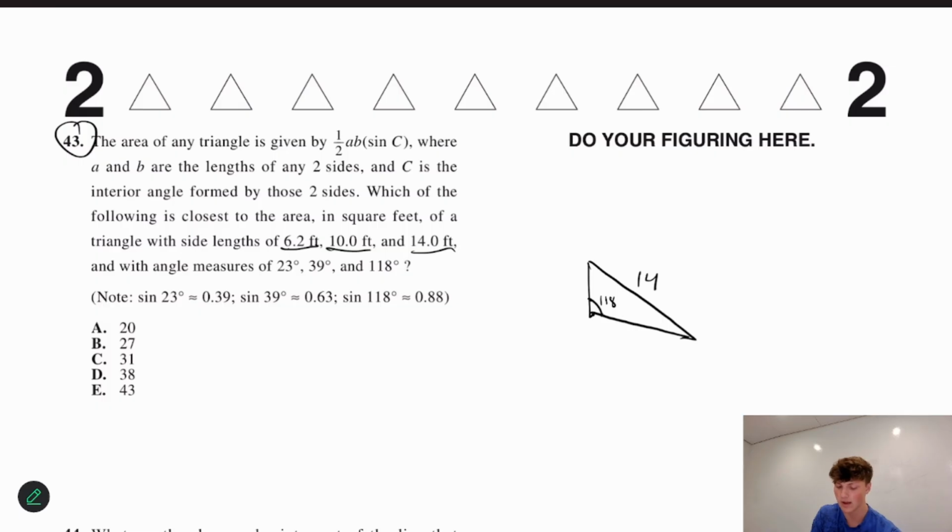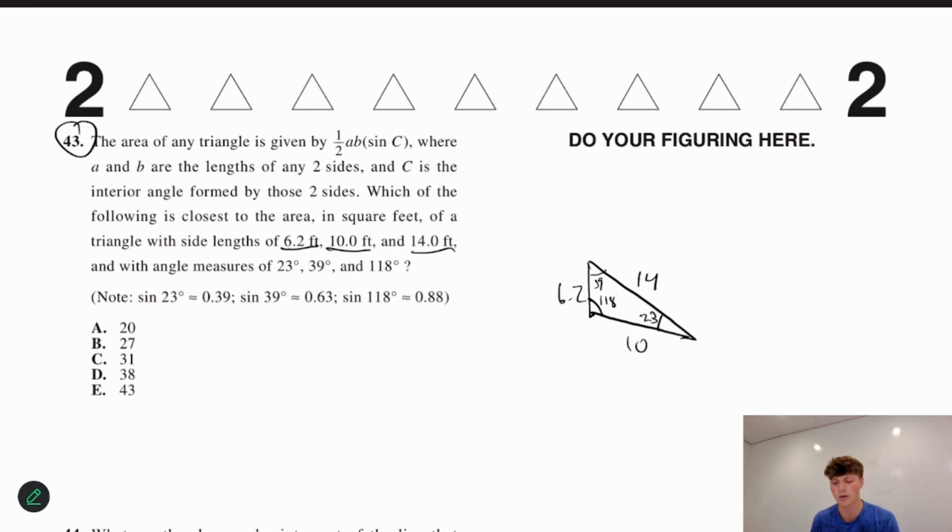Okay, so that's our angle. And then the smallest angle is going to be opposite the smallest side. So this is 23, meaning this is 6.2. This is 10. This is the medium angle, medium side, 39. Okay, so now we have constructed our triangle, right? We always want to draw a picture of what's going on.